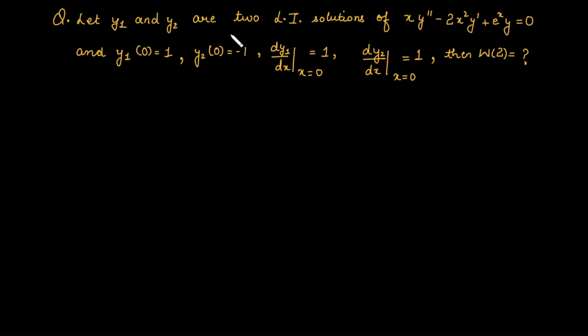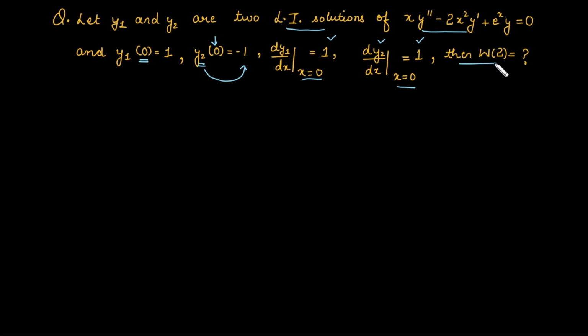In this case, we are given two solutions, y1 and y2. They are linearly independent solutions of this differential equation. It is given that the first solution at x equal to 0 is 1, and the second solution at x equal to 0 is minus 1. If you take the derivative of the first solution with respect to x and put x equal to 0, you will get 1. When you take the derivative of the second solution and put x equal to 0, again we are getting the value 1.